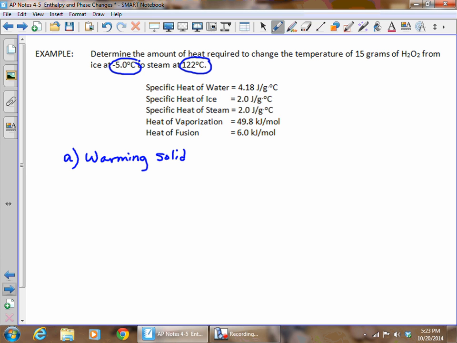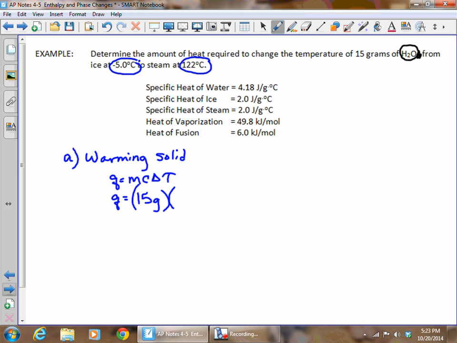And I guess I ought to go up here so there's not any confusion and say, yeah, we need to get rid of that too. This is just water, not hydrogen peroxide. These are all values for water. So warming the solid, we already said we needed Q equals mc∆T. And we're dealing with 15 grams of our substance all the way through.